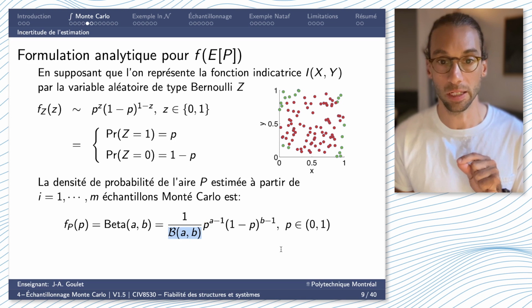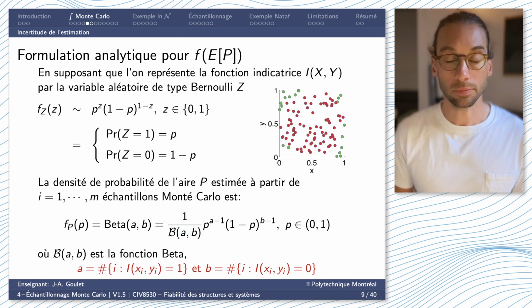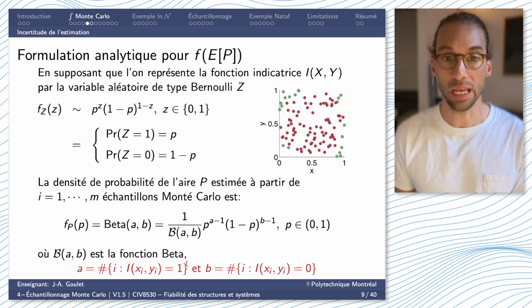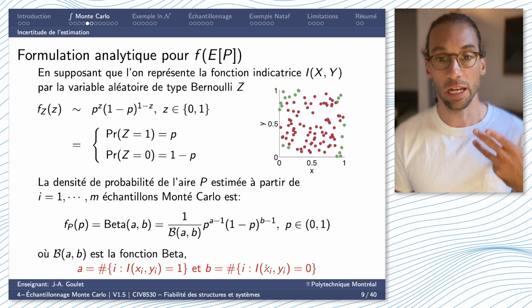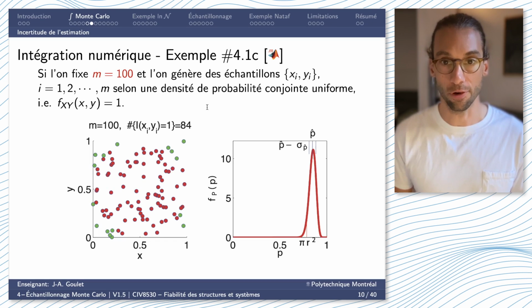Okay, this is the beta PDF. It describes a p that is between 0 and 1. Remember, from what we saw, we can interpret the parameters of our beta distribution as the number of outcomes: a, the number of times the indicator function equals 1, so a sample within the circle, and b, the number of times the indicator function is 0, outside the circle. Say for instance I have 100 samples, and 84 of them are within my circle. So A is going to be 84, B is going to be the complement, 16.